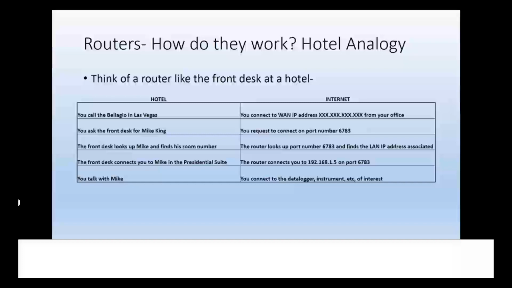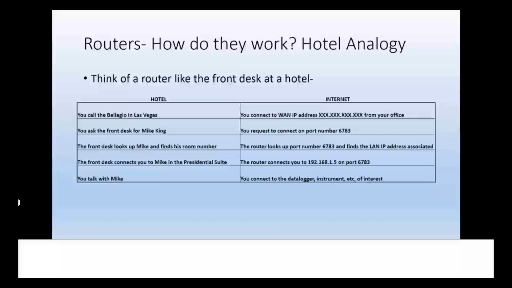So taking this example, you're going to call the Bellagio in Las Vegas. That's equivalent to connecting to some WAN IP address from your office. When you get the front desk, you're going to ask for Mike King. Basically, that's like requesting a certain port number. The front desk is going to look up Mike and find his room number. That's the router using the port forwarding table. It's going to look up 6783 and find where the LAN IP address is associated with that port number. The front desk then connects you to Mike in the presidential suite. That's like the router connecting you to a certain LAN IP on that port 6783.